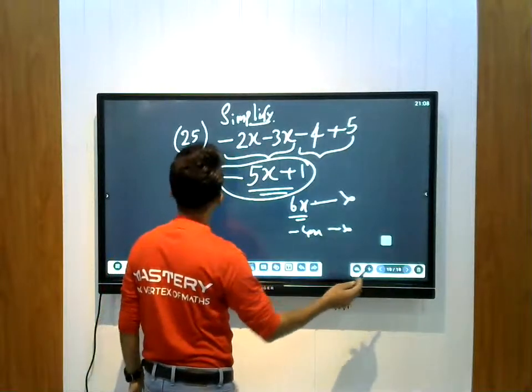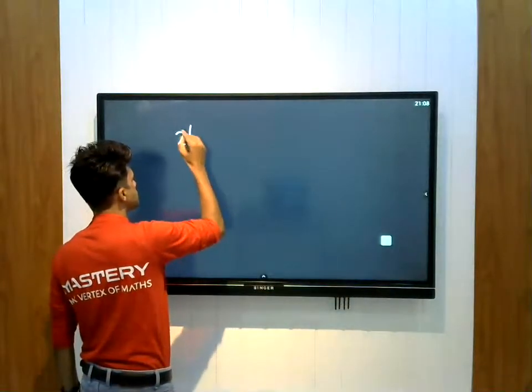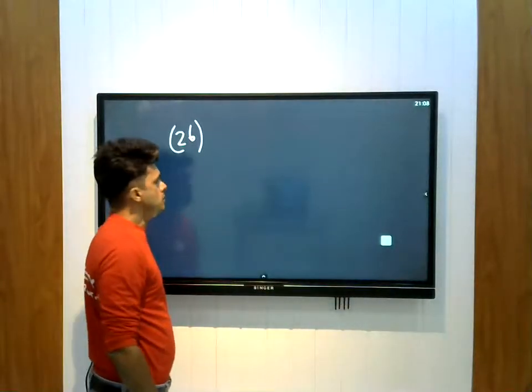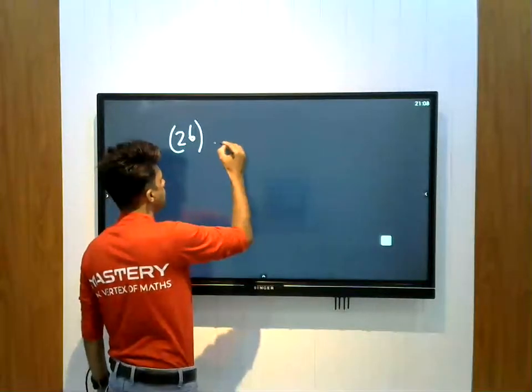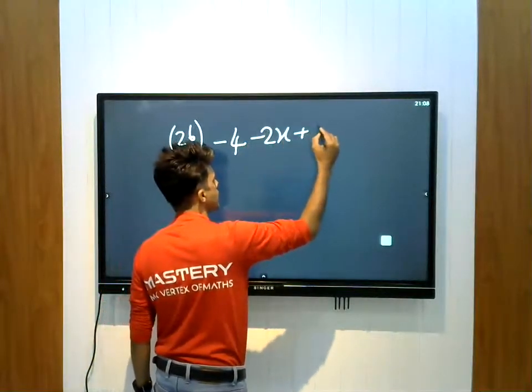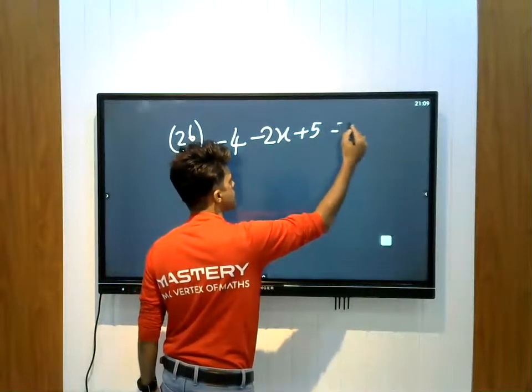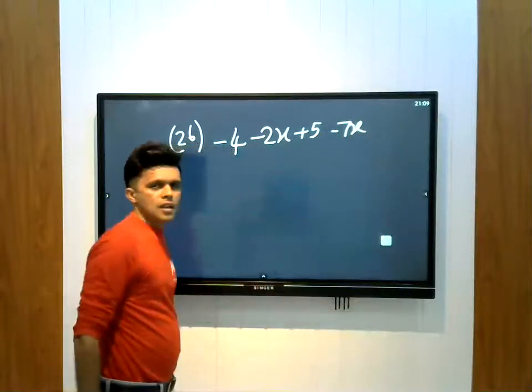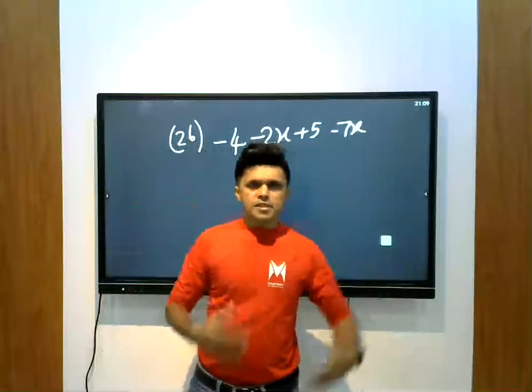How can you do this type of one? The 26th question: minus 4 minus 2x plus 5 minus 7x. How can you simplify this type of expression?